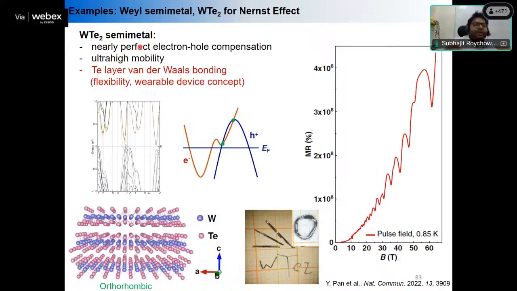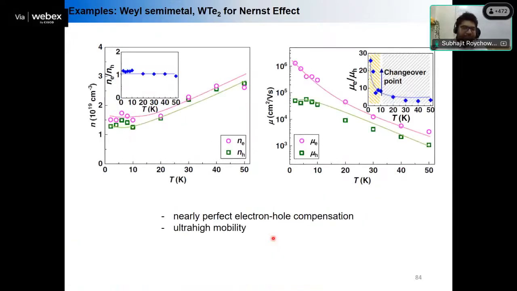So the first example you can think of is WTe2. This has a perfect electron hole compensation at the Fermi level, and it has an ultra high mobility of 10 to the power 4. As a result, you can see a huge magnetoresistance observed in this material. And this is a van der Waals material, and it can easily be made into a flexible or wearable device.